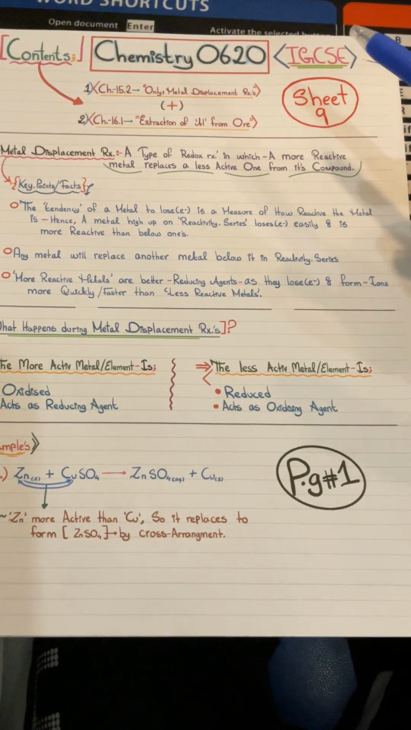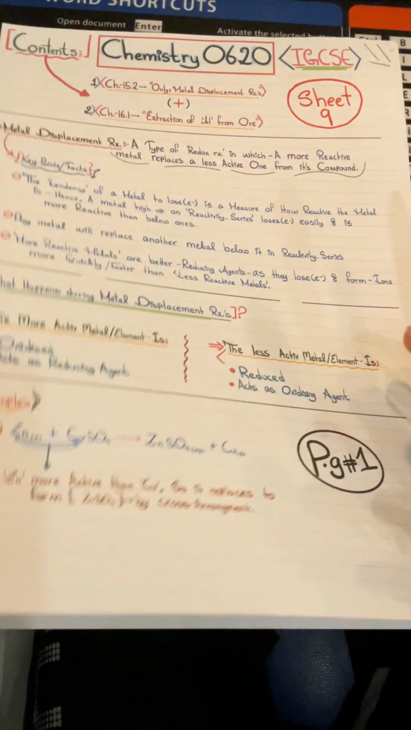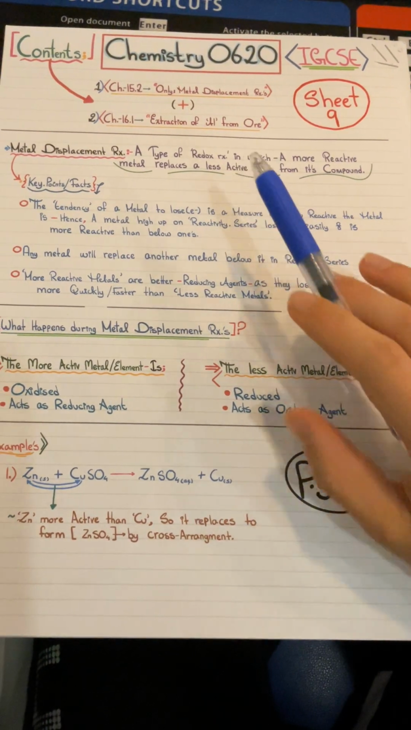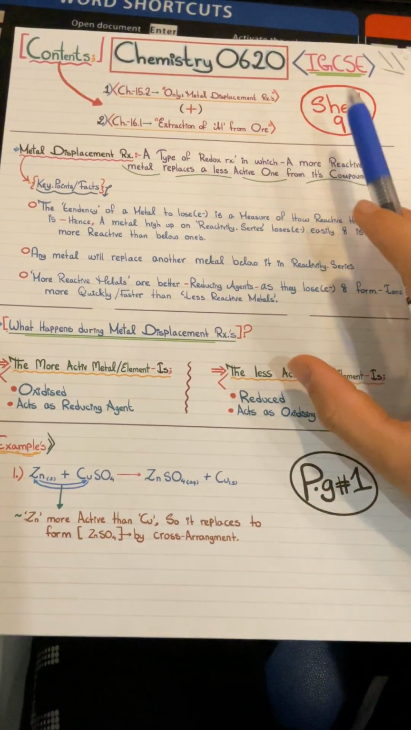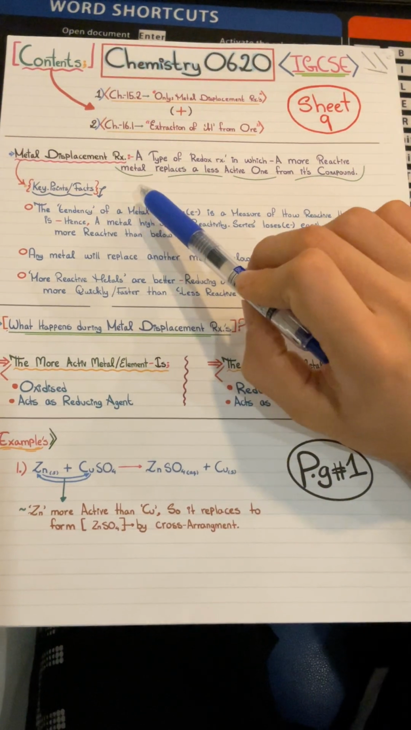So I'm going to try to divide this last topic, or this last sheet, into two videos. The first one is basically going to cover the displacement reactions and the extraction of aluminum. The second part is going to cover the extraction of iron, the rusting, and the electroplating sections. Okay, so let's begin. Metal displacement reaction.